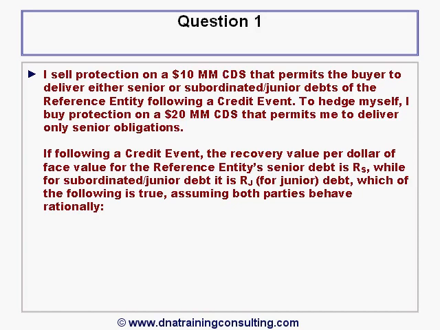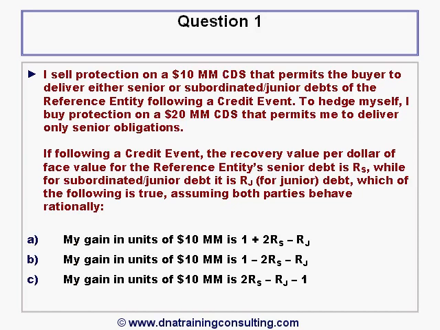If following a credit event, the recovery value per dollar of face value for the reference entity's senior debt is RS, while for subordinated debt it is RJ for junior. Which of the following is true, assuming both parties behave rationally? Here are the 4 possible answers.